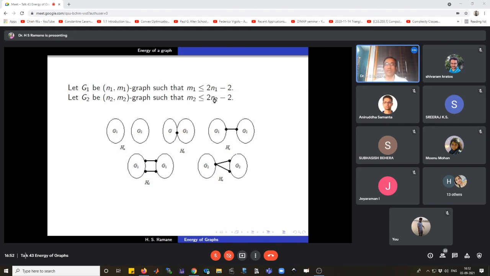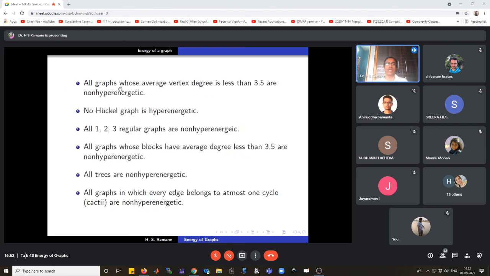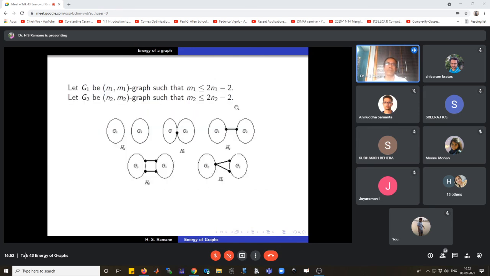With these conditions, we can list all graphs whose average vertex degree is less than 3.5 as non-hyperenergetic. Take the average degree; if it is less than 3.5, we can say the graph has energy less than the energy of the complete graph. No Huckel graph is hyperenergetic. A Huckel graph means a connected graph with maximum degree 3. So no Huckel graph is hyperenergetic because m is less than 2n minus 2.